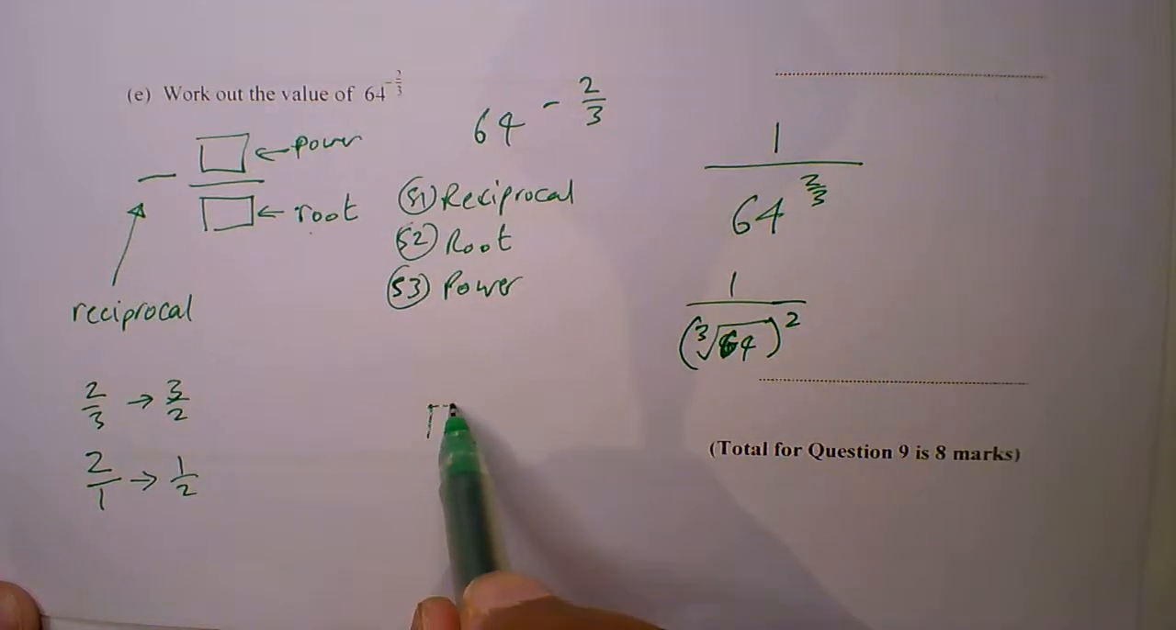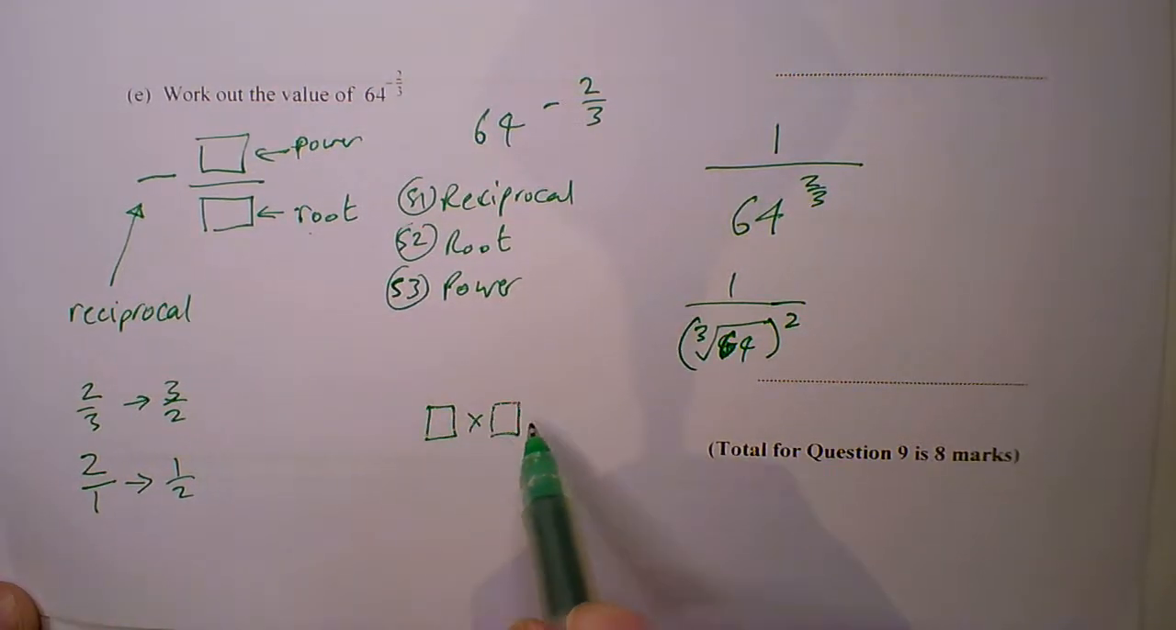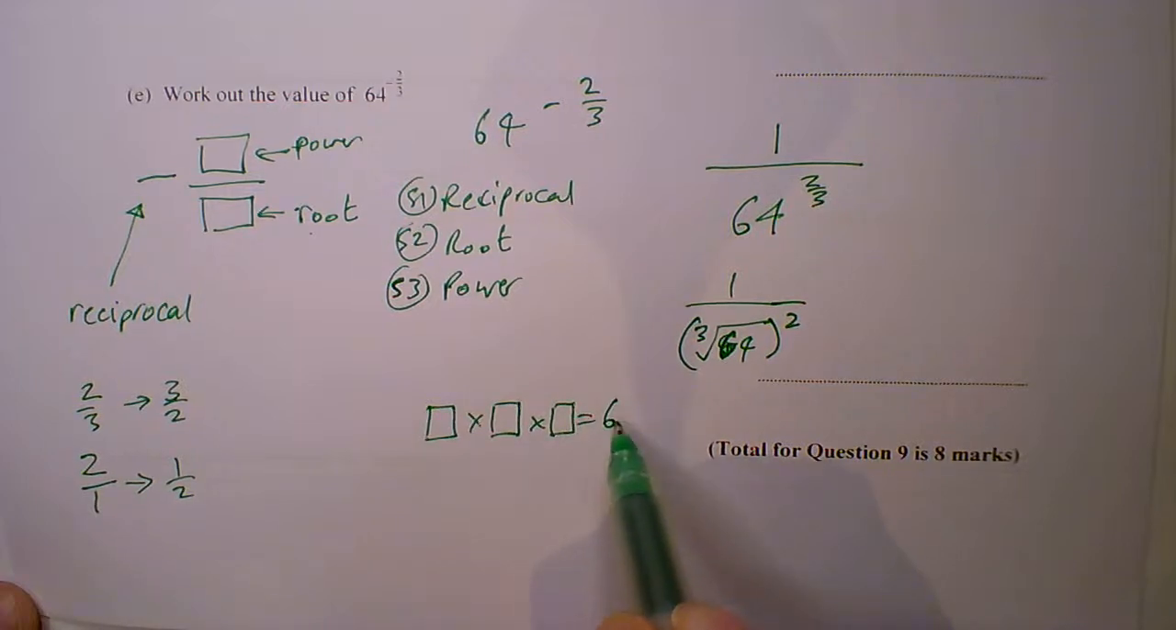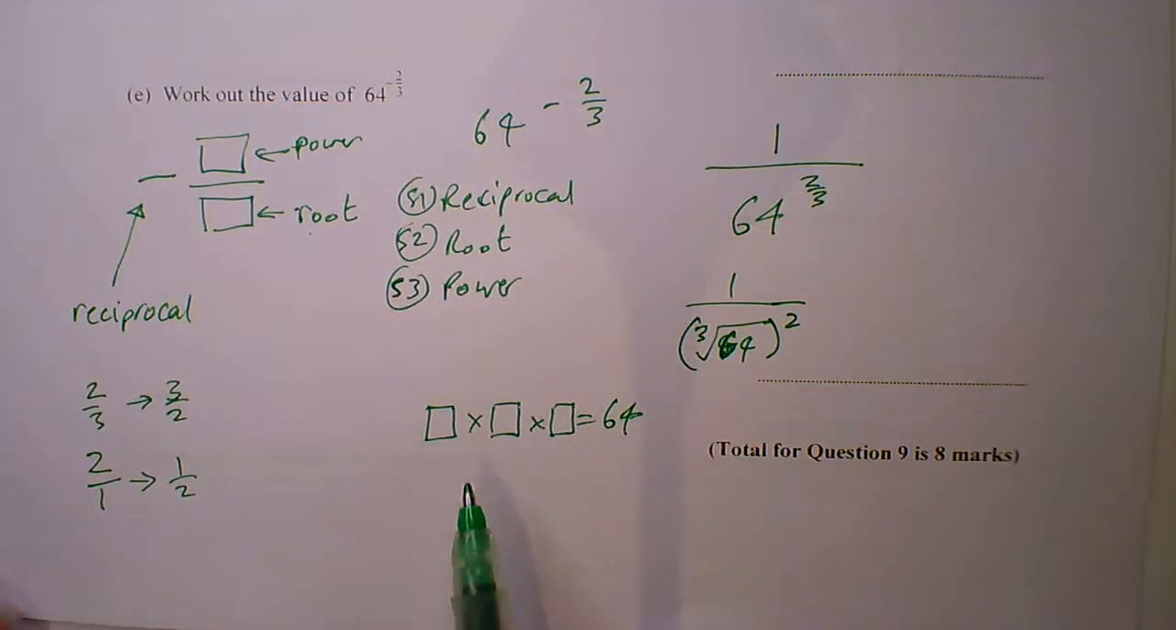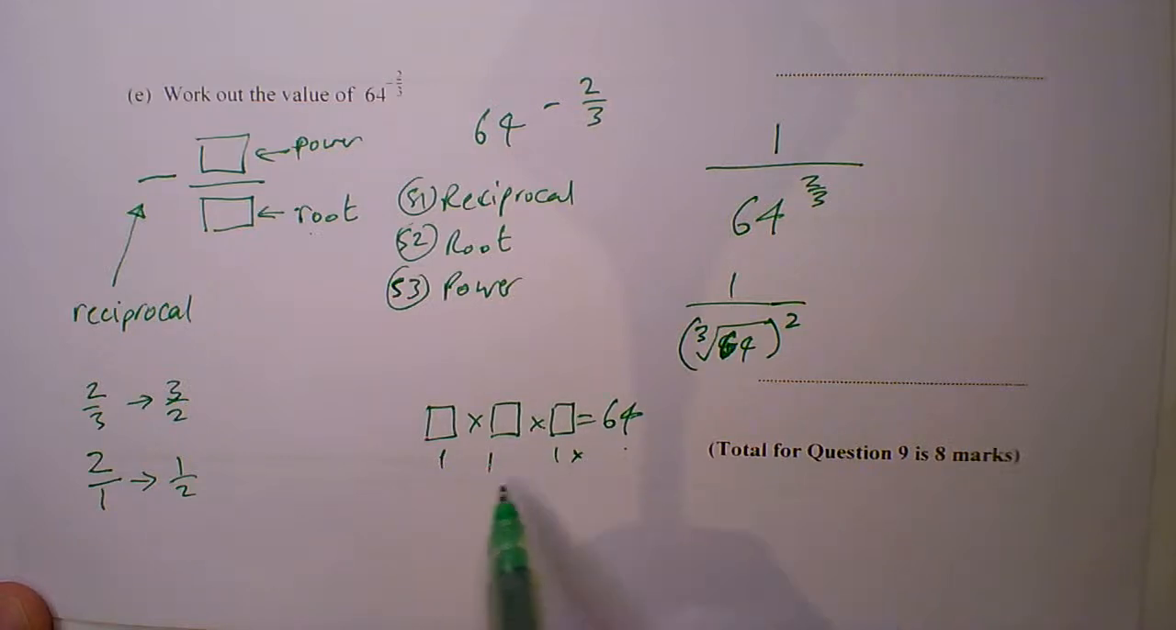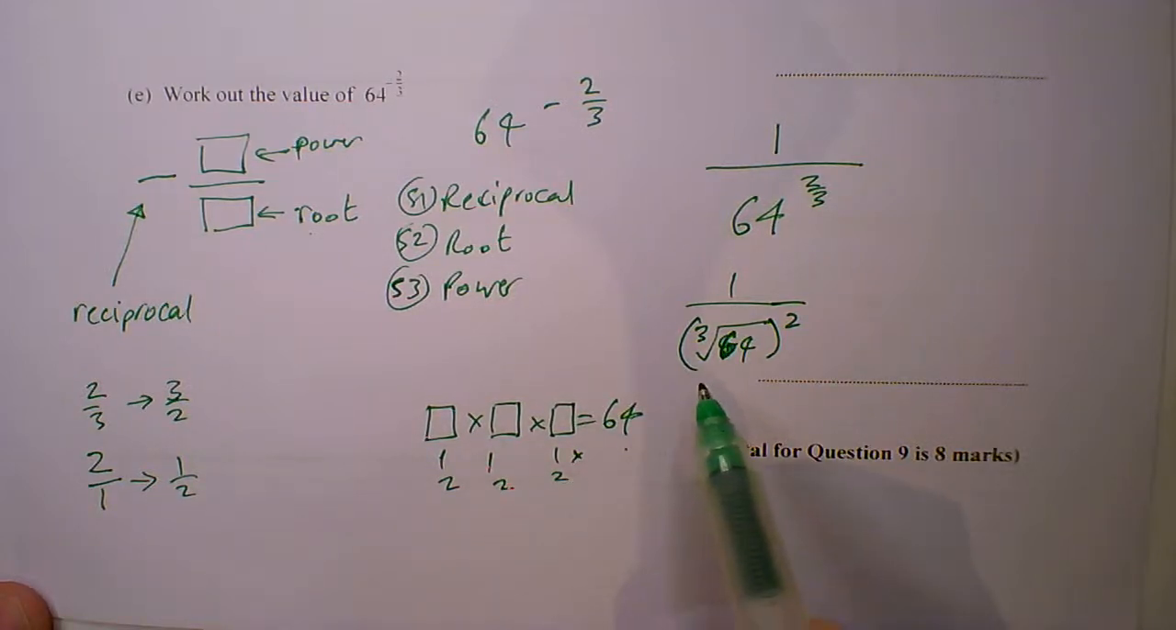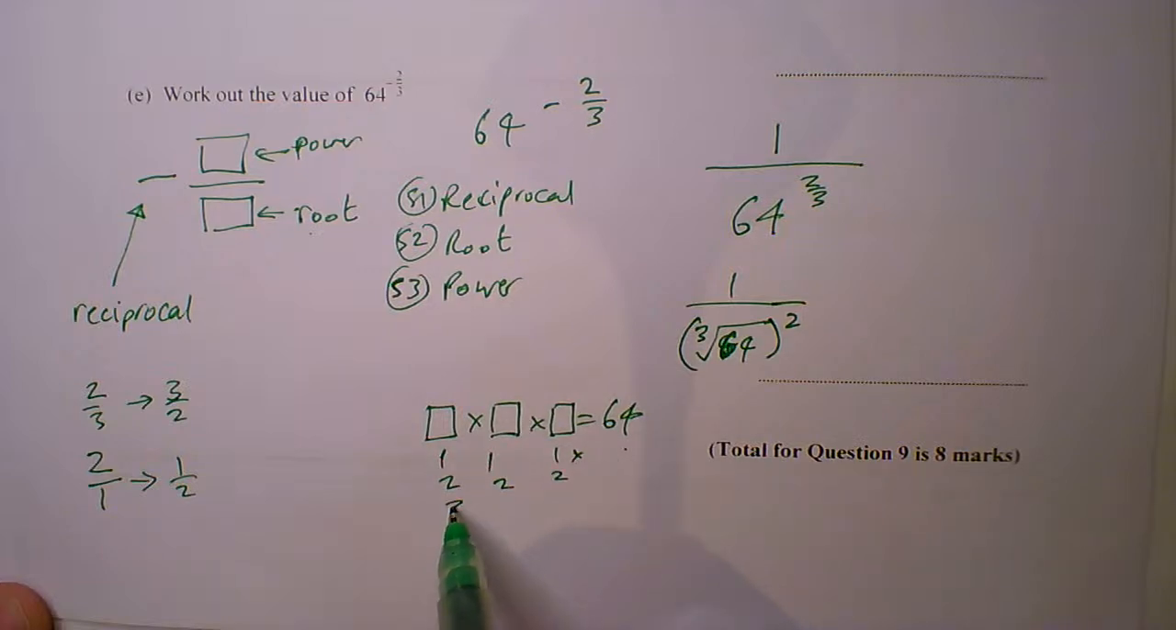So what number multiplied by itself 3 times gives me 64? I put numbers in. 1 times 1 times 1 is not 64. 2 times 2 times 2: 2 times 2 is 4 times 2 is 8, that doesn't work. 3 times 3 times 3: 3 times 3 is 9 times 3 is 27, that doesn't work. The next one is 4. 4 times 4 times 4 is 64. So that is my answer.